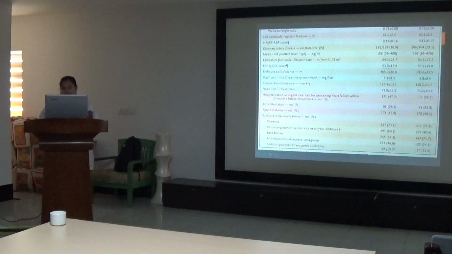And most of the patients were on the normal heart failure treatment, and 69% of those patients were on SGLT2 inhibitors.